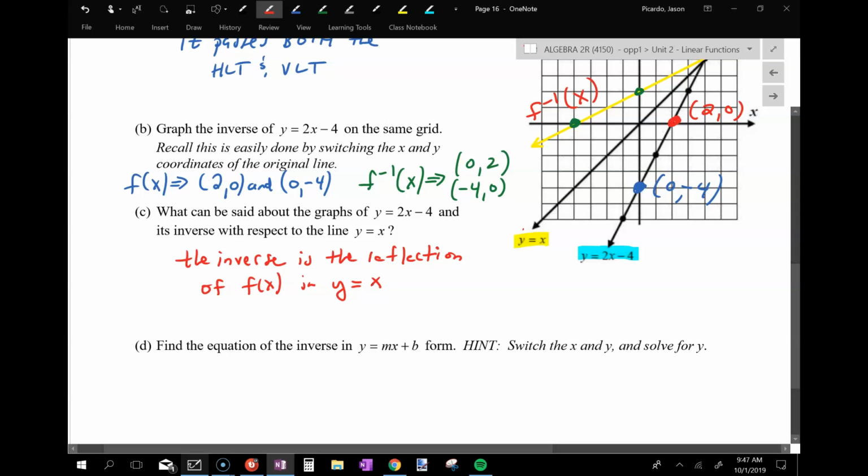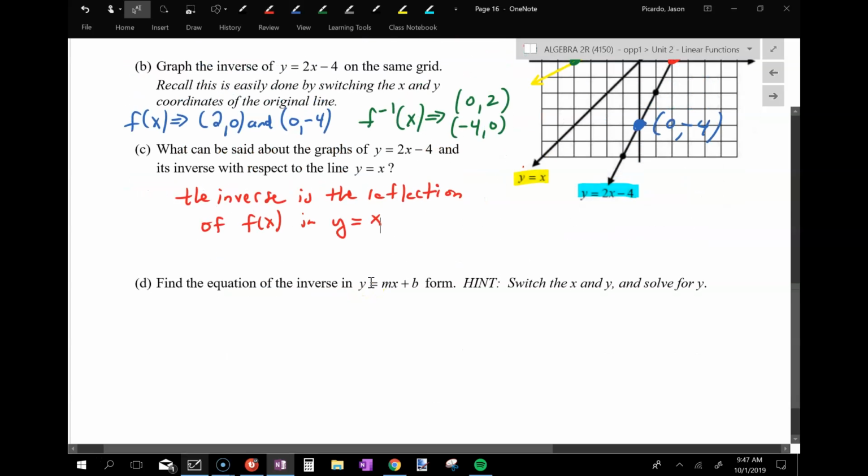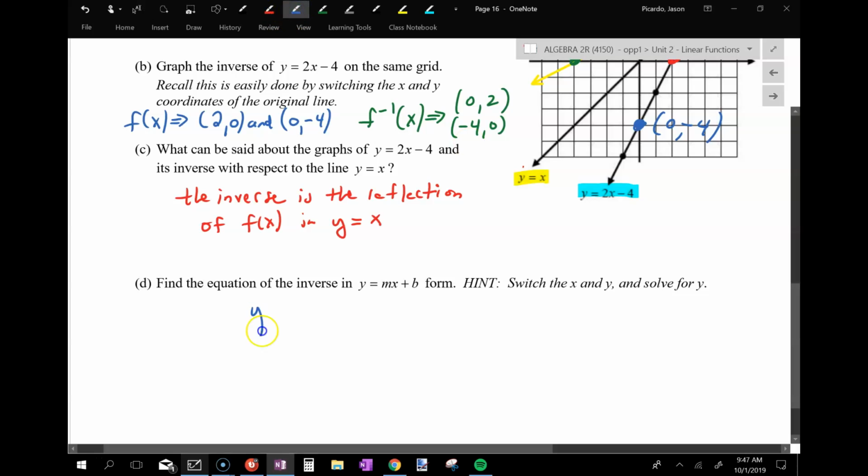Oh, this is so fun. Now it says to find the equation of the inverse. Guys, what was the equation of the original function? It was y equals 2x minus 4. Everybody agrees with that? That was the original function.